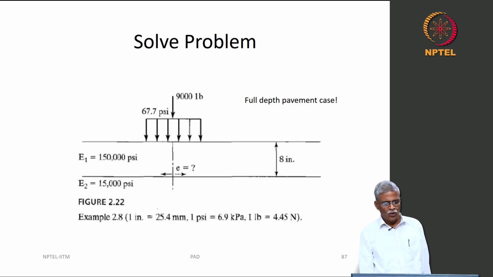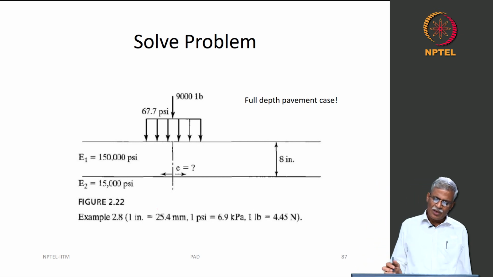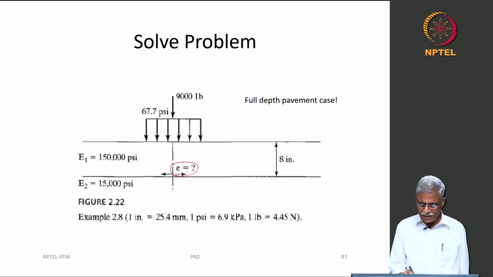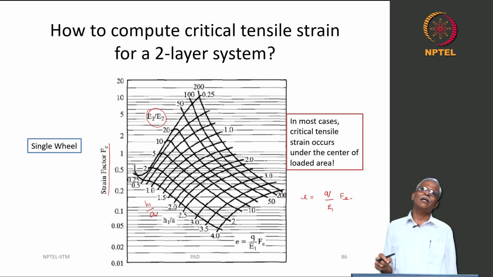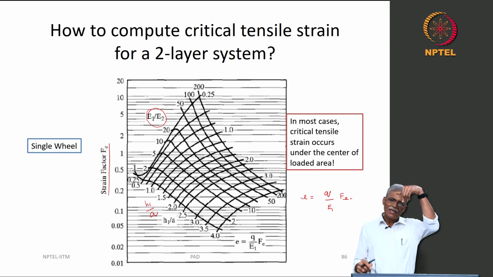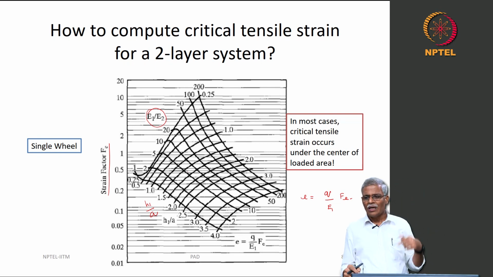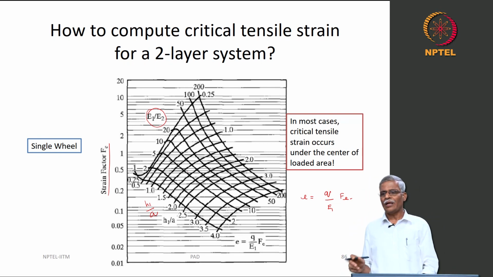Okay. So, now let us try and see how to solve this problem. What we really want to do is to find out the critical strain, and you will notice here that there is no R by A or anything that is given. You have H1 by A given here, E1 by E2 given here, because this is for a single wheel, and the critical tensile strain is going to happen exactly under the center of a loaded area.